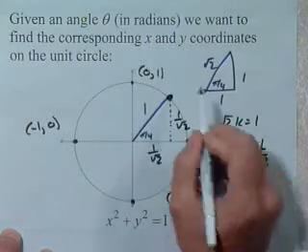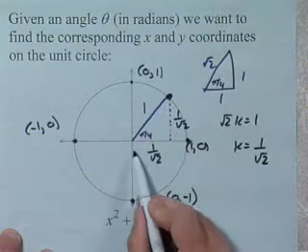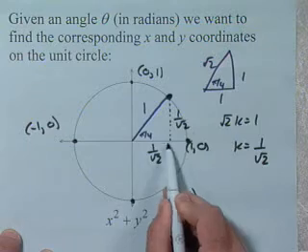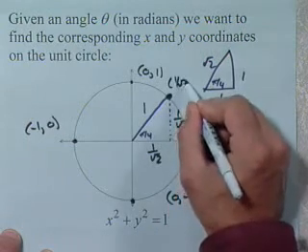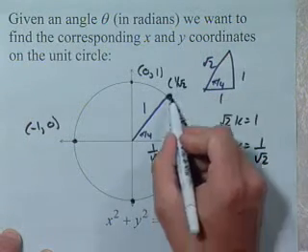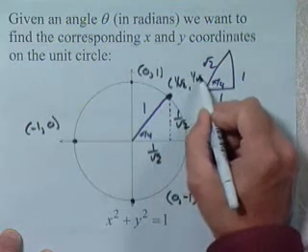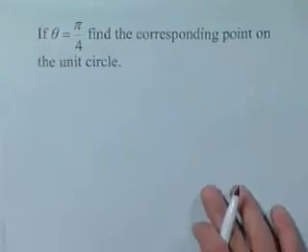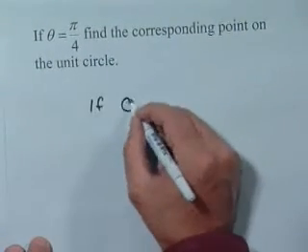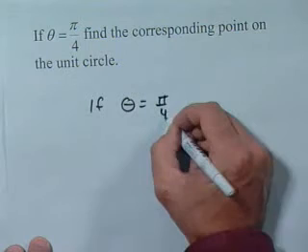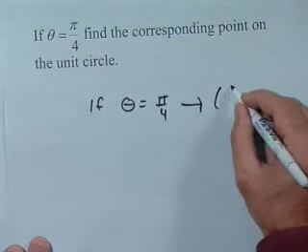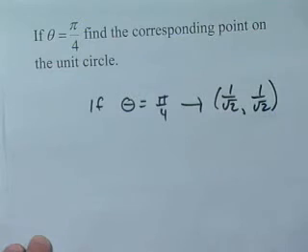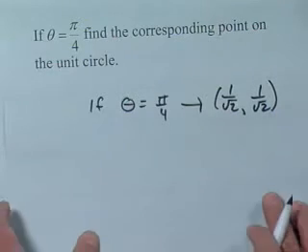So now I know that point. Notice the x-coordinate is this distance here, this length, which is 1 over root 2. The y-coordinate is also 1 over root 2. Okay? So, if theta is pi over 4, the corresponding point is 1 over the square root of 2, 1 over the square root of 2. Okay. Let's do a couple more.